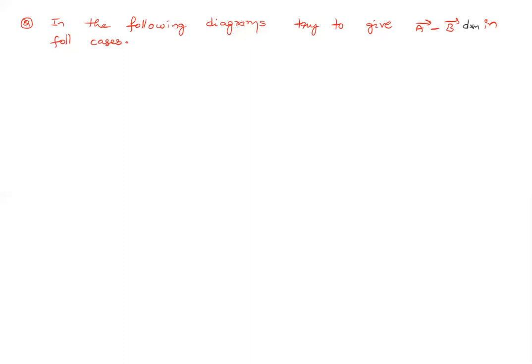I'm not talking of magnitude. So the first question is, if this is your b bar and this is your a bar, now you are supposed to give a bar minus b bar.